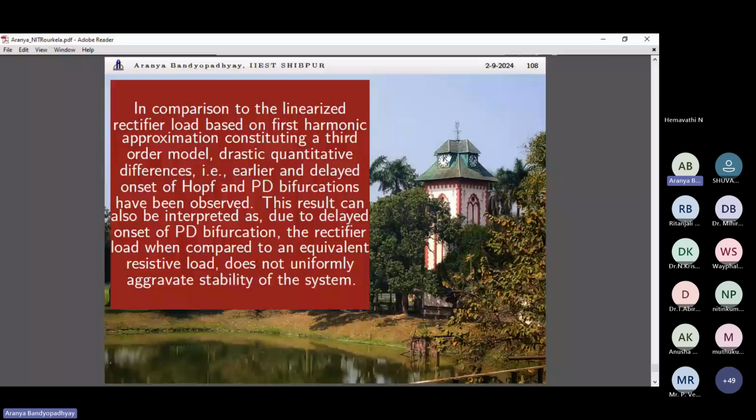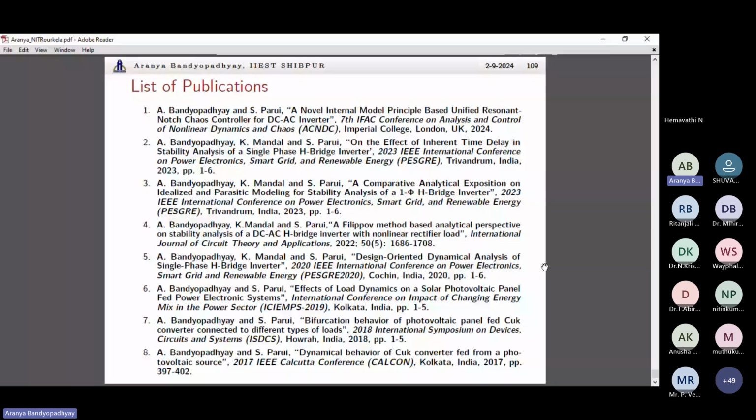And this paper was published in the International Journal of Circuit Theory and Applications. And we can interpret this result as: the rectifier load, when compared to an equivalent resistive load, does not uniformly aggravate the stability of the system. And let me just conclude at this stage.